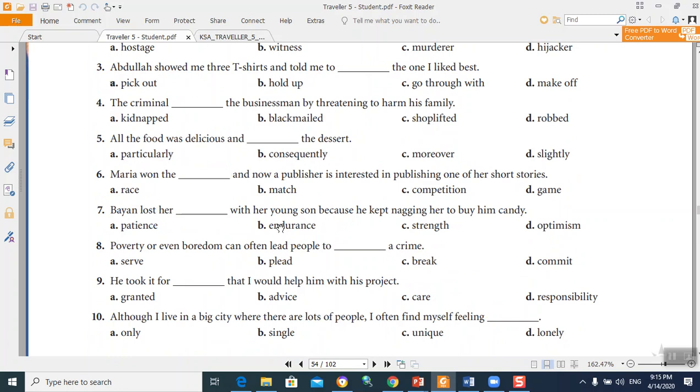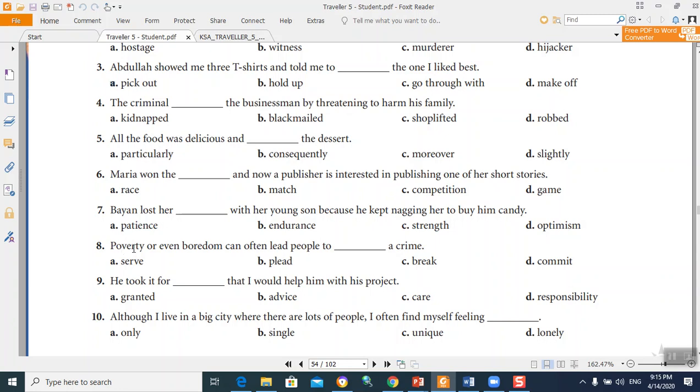Okay. Number 7. Bayan lost her patience with her young son because he kept nagging. Nagging, when you complain, تتذمر, تشكو, several times, asking her to buy him candy. So Bayan lost her what? What do you lose with your son or with your friend? The options: patience, الصبر, endurance, تحمل, strength, القوة, optimism, التفاؤل. Of course, you lose your patience, الصبر.